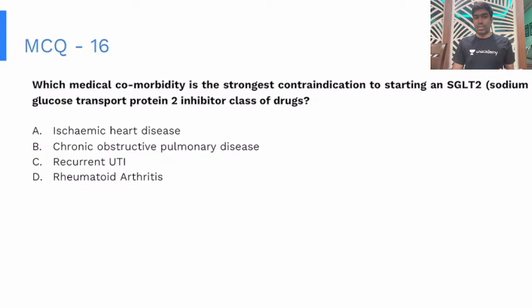So coming to MCQ number 16, which medical comorbidity is the strongest contraindication to starting SGLT2 inhibitors? Okay, we are talking about the gliflozins: dapagliflozin, empagliflozin, canagliflozin, and so on. Of course, it's a very, very simple question. So it's recurrent UTI, urinary tract infection. I'm not going to use this drug because gliflozins tend to increase the risk of urinary tract infection, and especially genitourinary candidiasis.